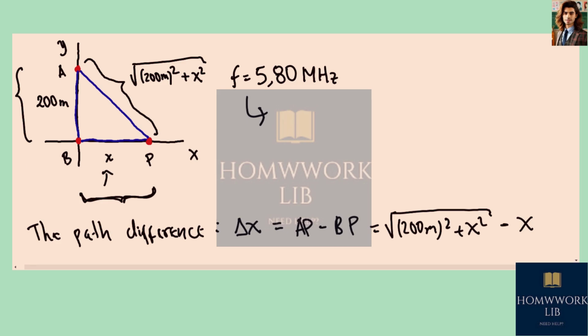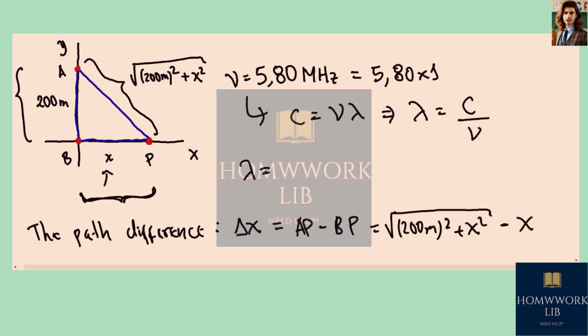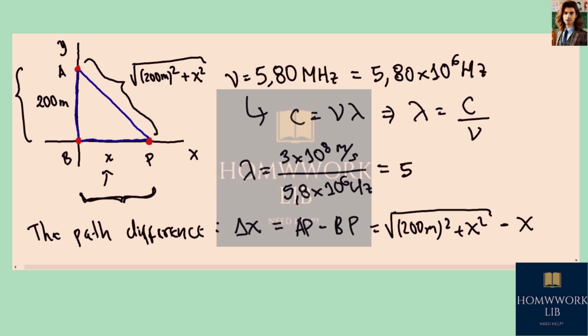So the speed of light is equal to the frequency times the wavelength. Solving for the wavelength, it is just the speed of light over the frequency. The prefix mega corresponds to 10 to the 6th hertz. Putting in the values, the speed of light is 3 times 10 to the 8 meters per second over 5.8 times 10 to the 6th hertz. From here we obtain a wavelength of 50 meters.